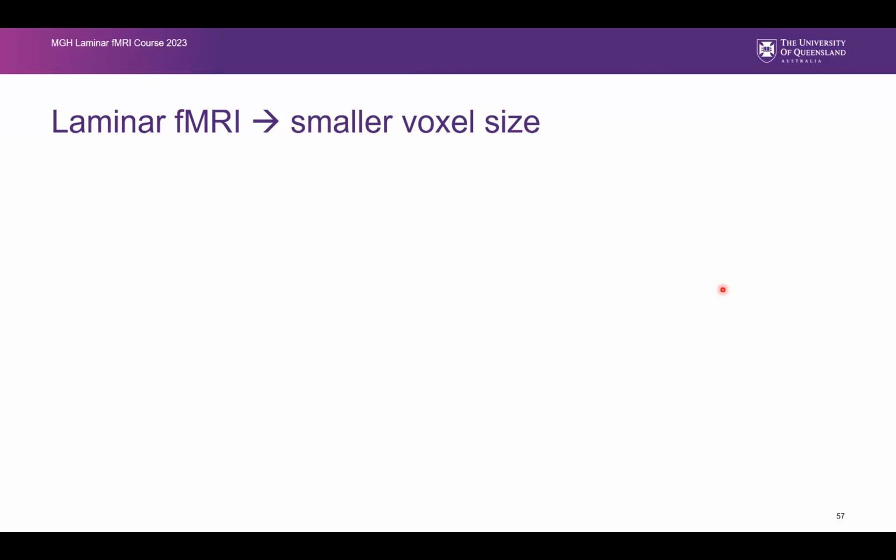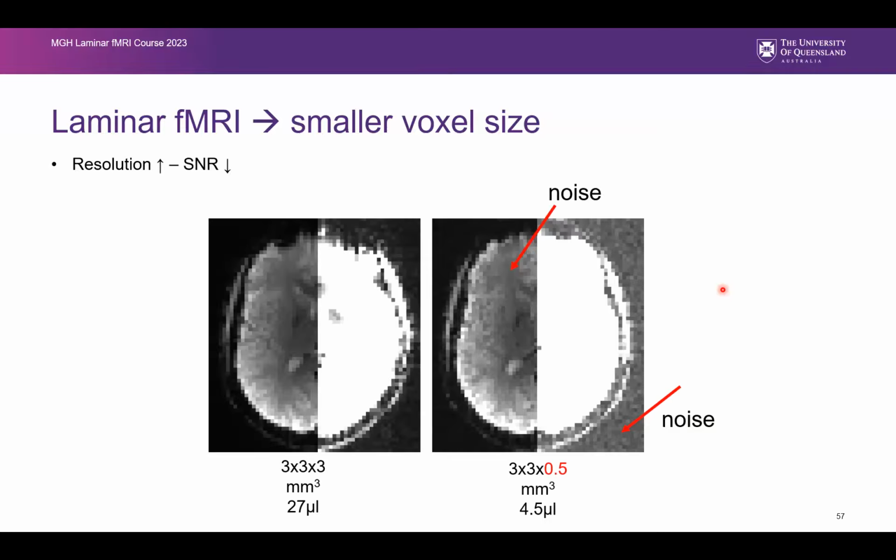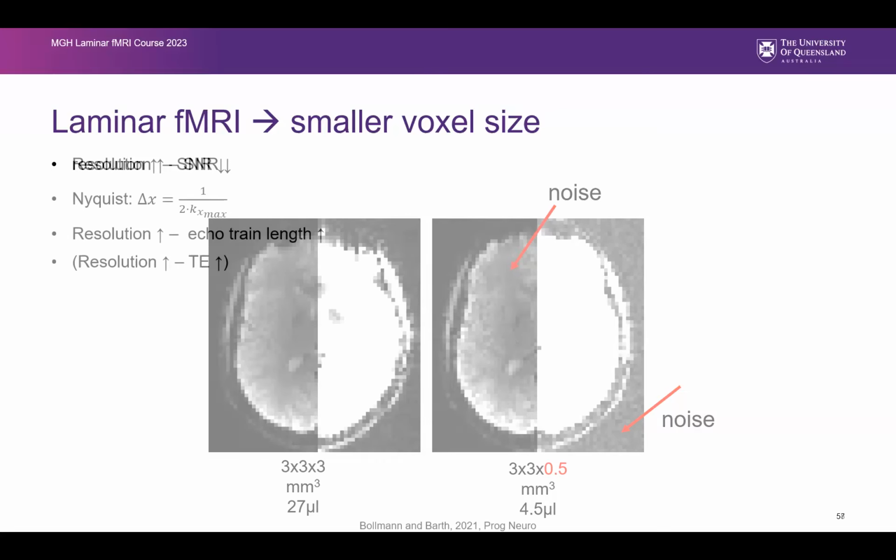And as our resolution goes up, our SNR goes down. This is a pretty basic example. We have your 3x3x3 voxels. If I just make the slice thinner, so I'm not changing anything else, you can already see how the noise is coming into the image. And obviously, if we go to 0.8 or 0.5 isotropic, this becomes even worse.